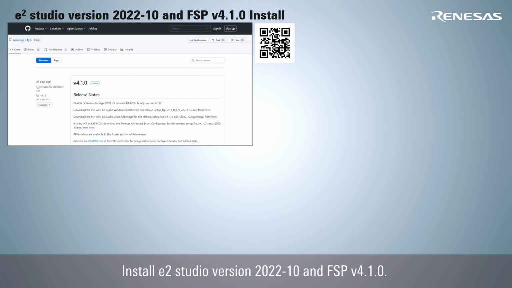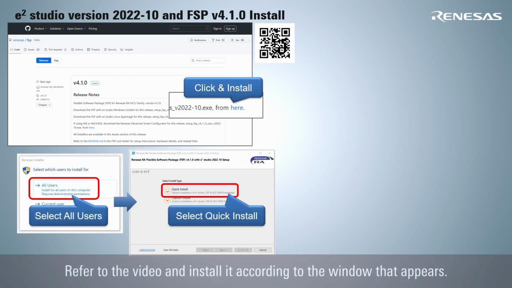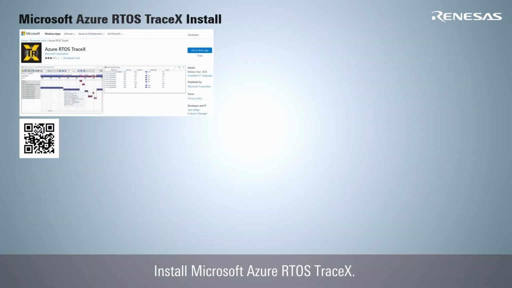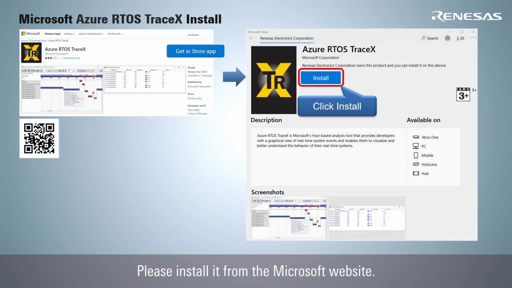Install E2 Studio version 2022. Please download and install it from the website. Refer to the video and install it according to the windows that appear. Install Microsoft Azure RTOS TraceX. Please install it from the Microsoft website.